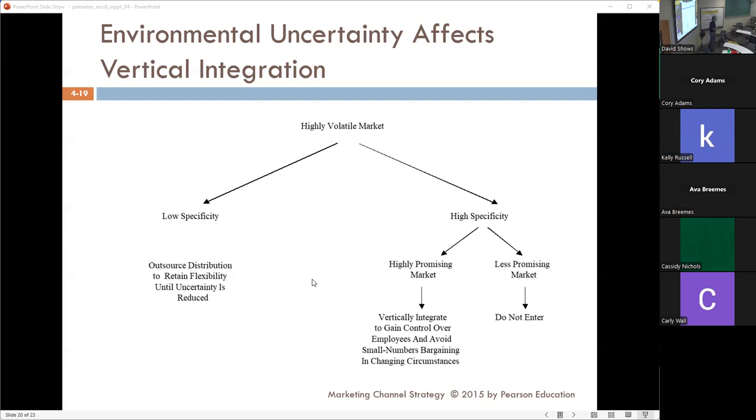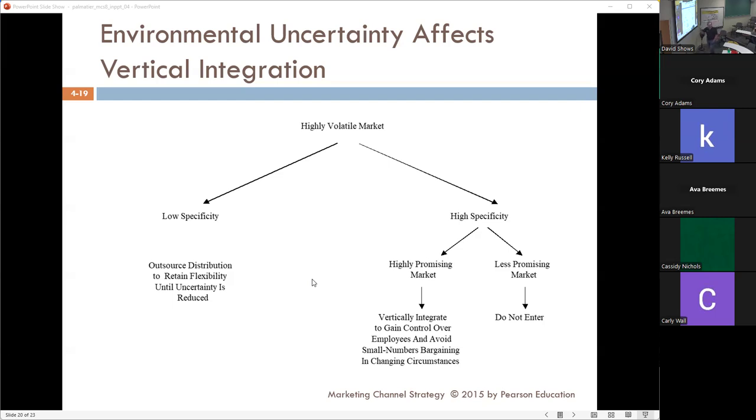Remember, here's the big thing about vertical markets: many times you underestimate the cost of what you have to do down there because you've never done that as a job. And so in a highly volatile market with low specificity, you outsource your distribution. You want to retain your flexibility. You want to keep your working capital going.